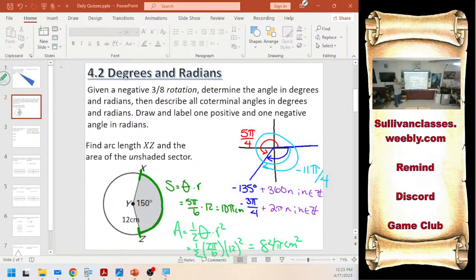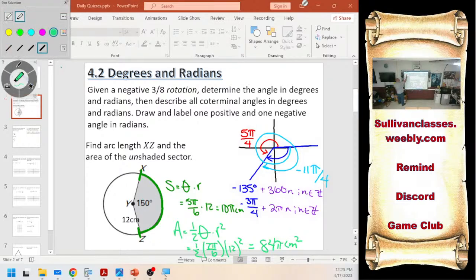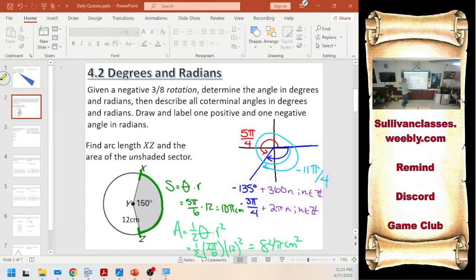There should be 5 things. Need to find your plug and chug, need to find your plug and chug, need to find your angle itself, your coterminal angles formula setup, and then your positive and negative coterminal angles. Okay? A lot of little stuff.